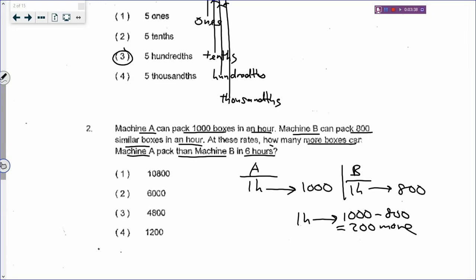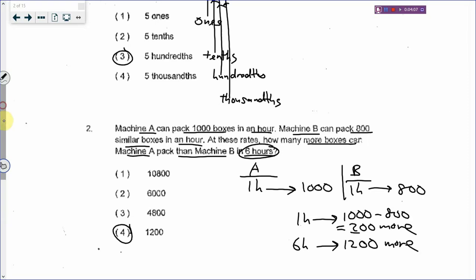Then you want to find 6 hours. How to get 6 hours? You take 200 times 6. Shortcut: 2 times 6, you will get 12, and then put back the 2 zeros behind. So how many more can machine A pack than machine B? That will be 1,200 more, and your answer is number 4. So one of the ways to help you understand and break down the problem is to write down something like this, then you can see clearly for yourself.